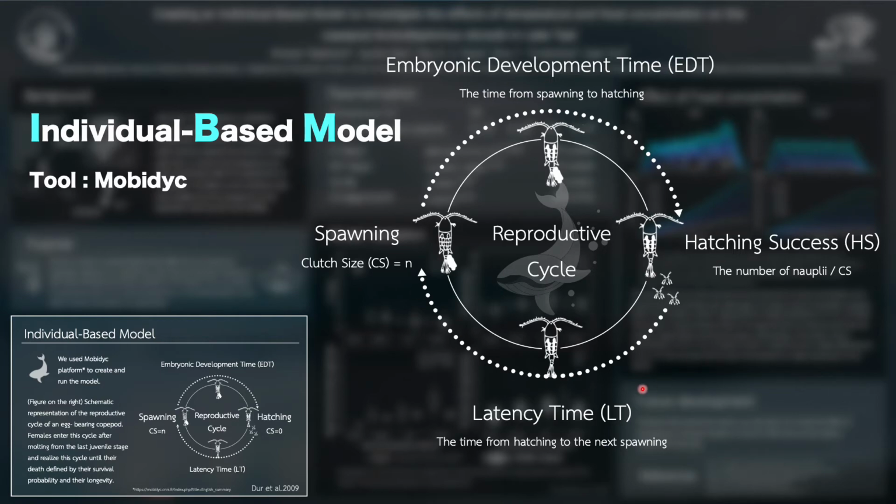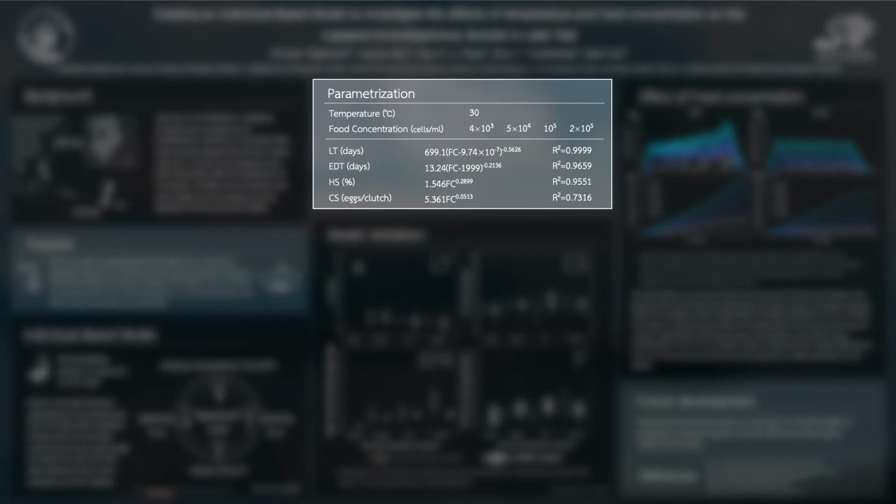The main parameters that the model considers are the following four: clutch size, the number of eggs in a particular clutch produced by an ovigerous female; embryonic development time, the time from egg spawning to hatching; hatching success, the percentage of successfully hatched nauplii from each clutch; and latency time, the time from hatching to the next spawning. How each of these parameters is affected by food concentration is expressed by equations implemented into the model. Let's have a look at how these effects were parameterized.